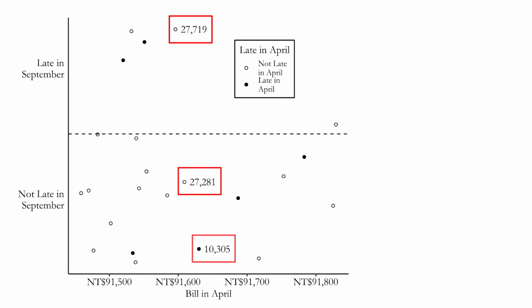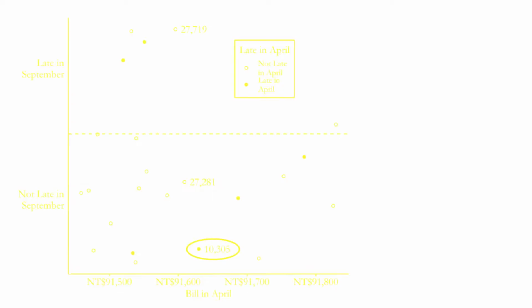Now, all 3 of these observations had bills in April that were close to 91,600. And so we would say that these are pretty comparable. So if I wanted to pick a person to compare to for person 10,305, I would probably pick one of those people who are very close. And whoever is the closest might be the one who I would pick. Now that answers question 1. What does it mean to be far apart? It's just simply having a value of the matching variable that is similar.